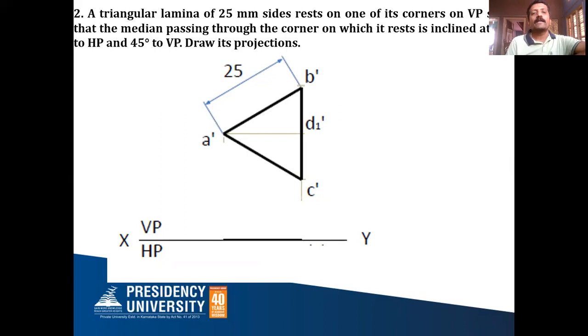See as given. So here, let me read it once again. A triangular lamina of 25 millimeter sides. Okay. Either it gives an equilateral triangle or a triangular lamina of 25 millimeter, it gives the same meaning.